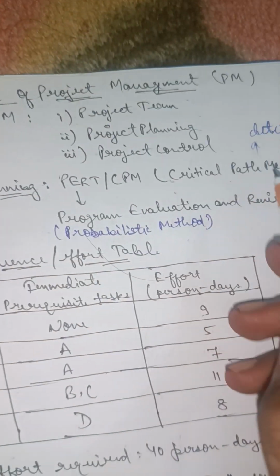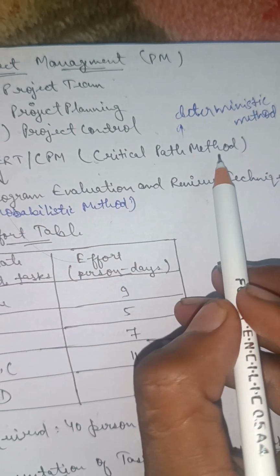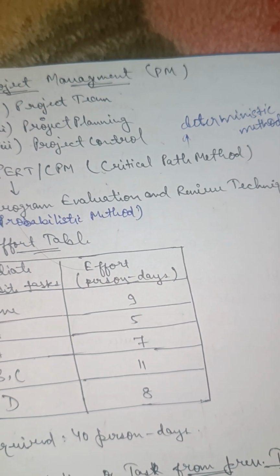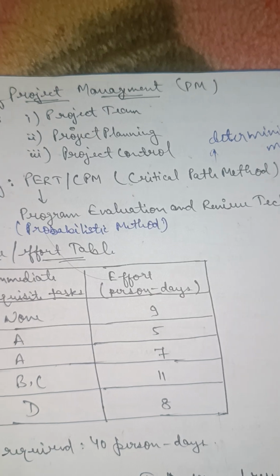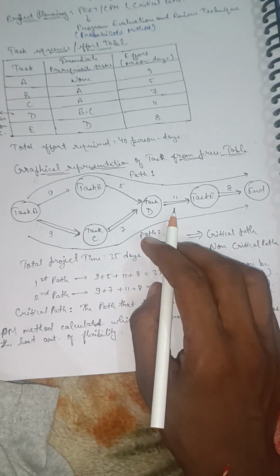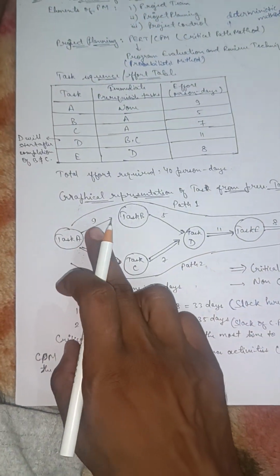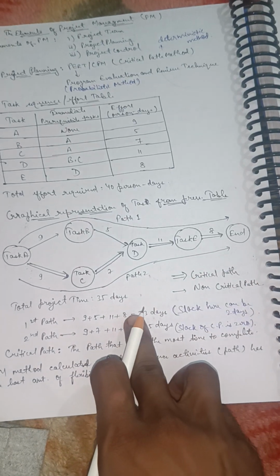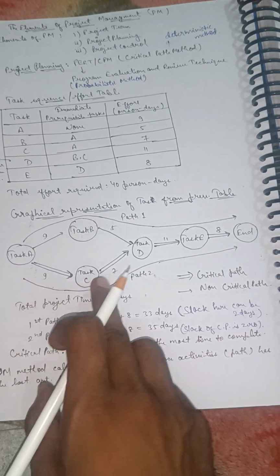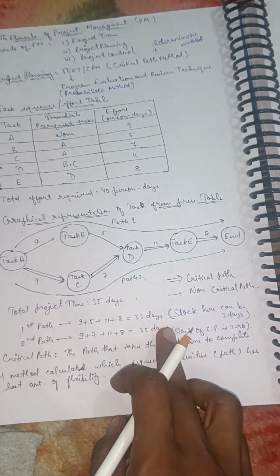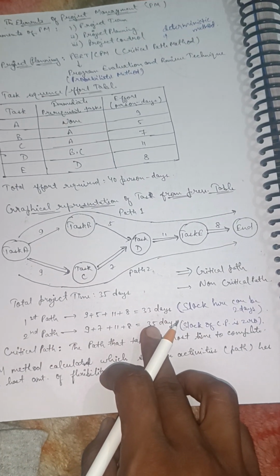Okay, so the only thing we do in the critical path method is find the path which has the longest duration, or the path which takes the longest duration for that particular work to be completed. Like here we have 9, 5, 11, 8, which results in 33, but 9, 7, 11, 8 results in 35. So this path is the critical path, because it takes the longest duration to complete.